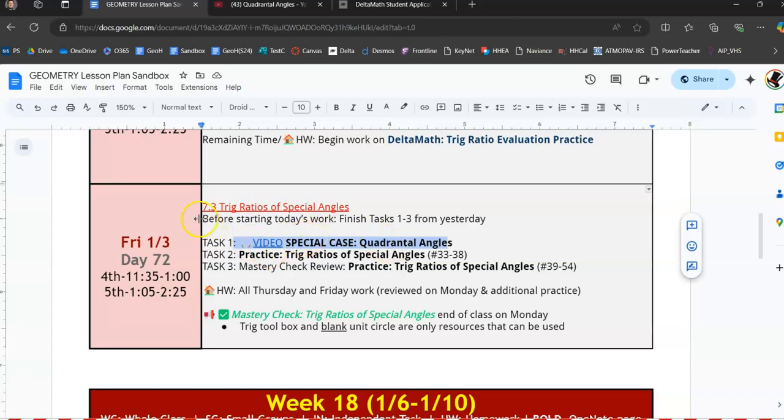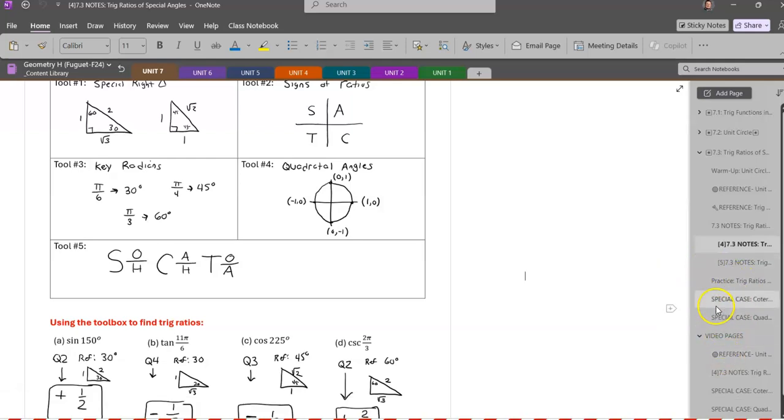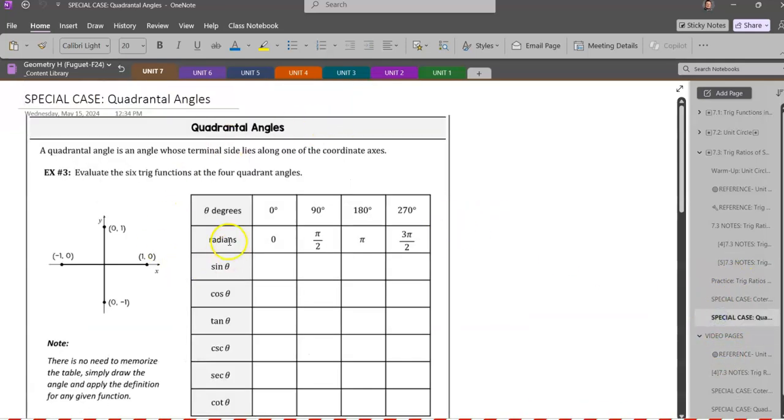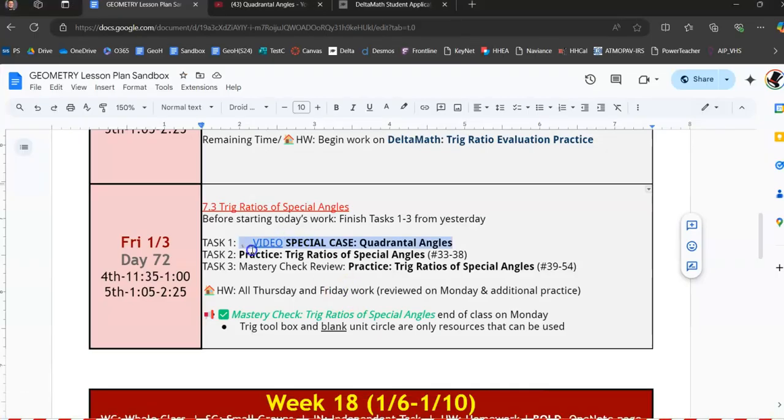And just as mentioned, Friday's plan will make sure you finish everything from the Thursday lesson plan. So if you do have some leftover work to do, make sure that gets done first, because we're going to continue building with the second special case, which is quadrantal angles. And this will be a check-in with Mr. Field as he will walk you through how to deal with those angles at 0, 90, 180, and 270. We've been skipping over all of those up to this point, and he will now address those concerns and talk about how we deal with those problems.